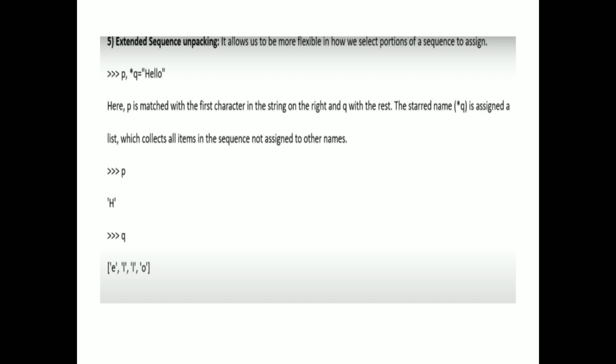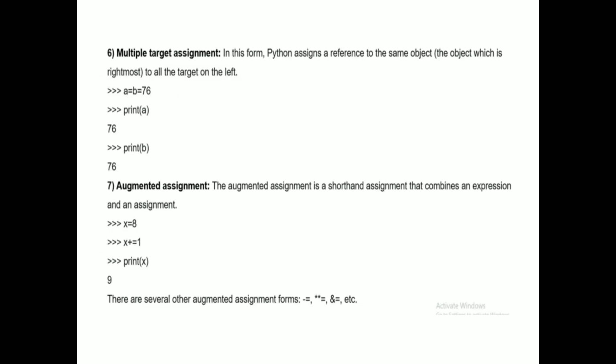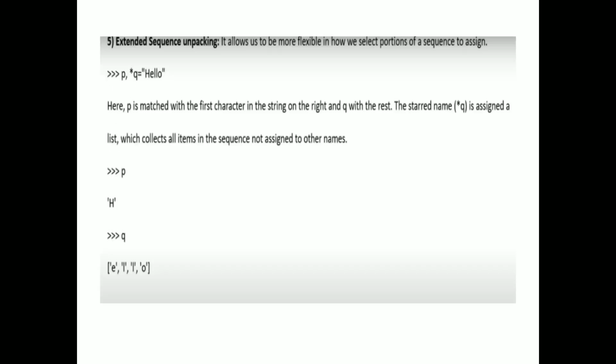Here you can see, extended sequence unpacking allows us to be more flexible in how we select the portion of a sequence to assign. If you execute this part, p comma star q has been assigned with hello. If you execute the p value, it will display the output as h. If you display q, it will display the output as ello. That is the extended sequence unpacking.